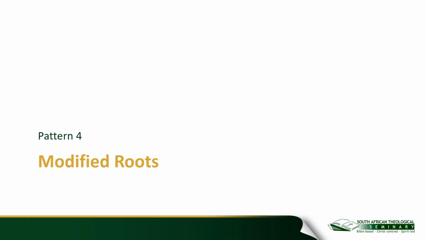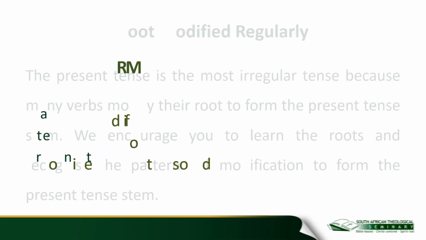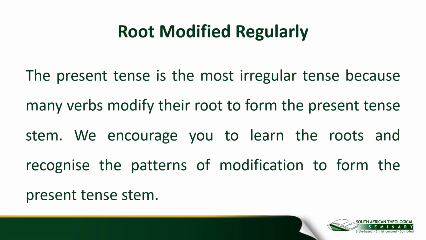Pattern 4. Modified roots. As we've already noted, the present tense is the most irregular tense because many verbs modify their root to form their present tense. This is why we encourage you to learn the roots and recognize the patterns of modification that are used to form the present tense.